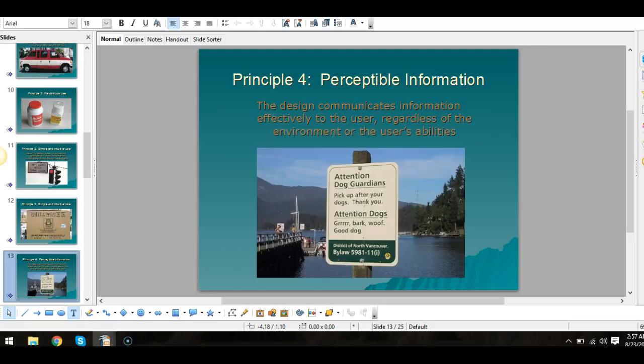Information should be perceptible. The design communicates information effectively to the user, regardless of the environment or the user's abilities. The picture here portrays how people should be walking their dogs. It has one part for the dog guardians that says pick up after your dogs, thank you, and the second part is for their dogs that says grr, bark, woof, good dog.